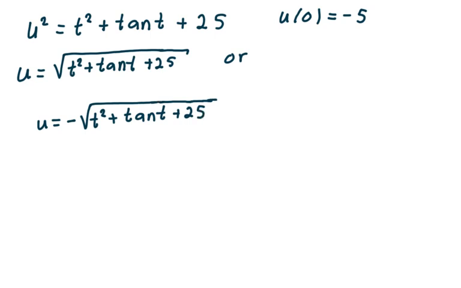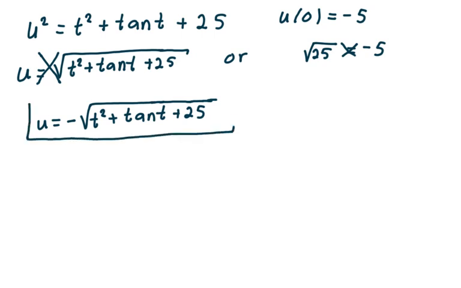Now, I claim it can't be the first one. Why? Because what you're telling me is that if you replace t with 0, the square root of 25 would then equal negative 5, and that's not true. Square root of 25 is 5. It is not negative 5. So the first one cannot happen. And it turns out when you solve for u, you get negative the square root of t squared plus tangent t plus 25. And that's how you do problem number 17.